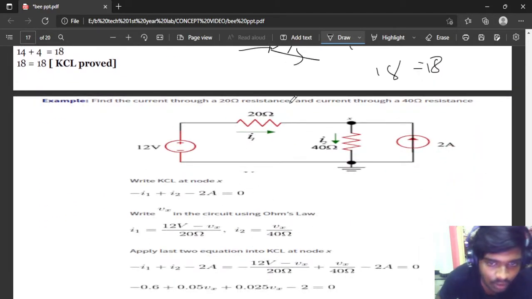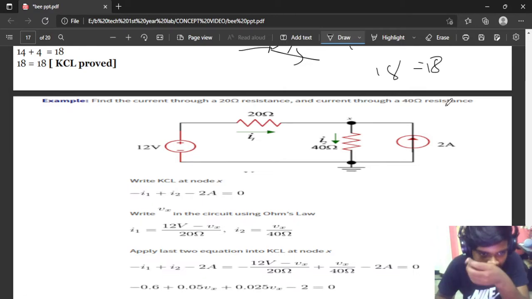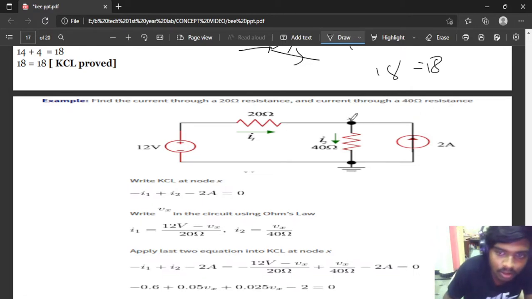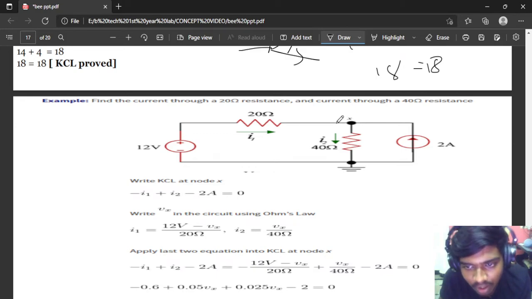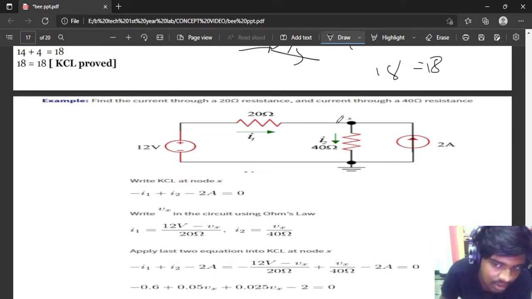Find the current through the 20 ohm resistor and the current through the 40 ohm resistor. At first we are going to identify the number of nodes in a circuit, and then we are writing the directions of the current, and then we are forming the equations, and after that we are going to calculate the values, and we are going to find the current through the given resistors.